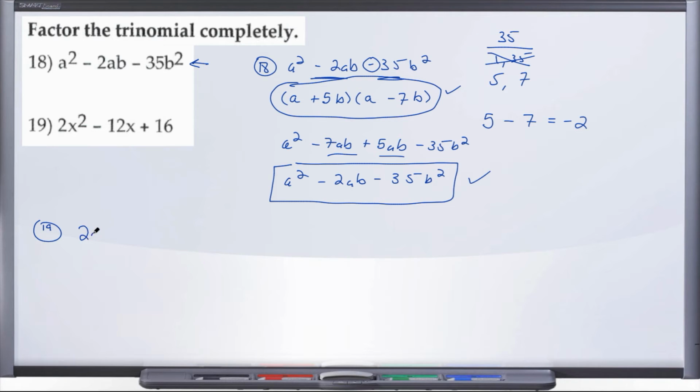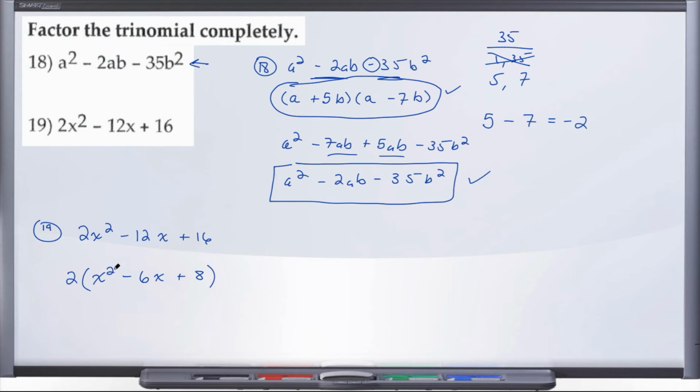And we have 2x squared minus 12x plus 16. All right, so what is that first question we always ask ourselves when we're factoring? Is there a GCF? And in this case, there actually is a GCF, isn't there? We can go ahead and factor out a 2 from each of these. And so when we take a 2 out, we're left with just x squared minus 6x plus 8, right?